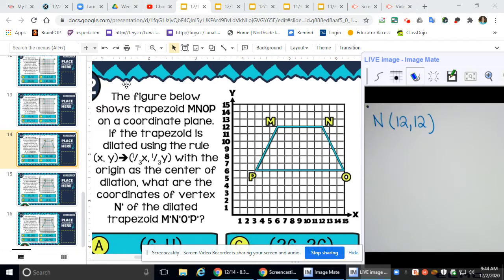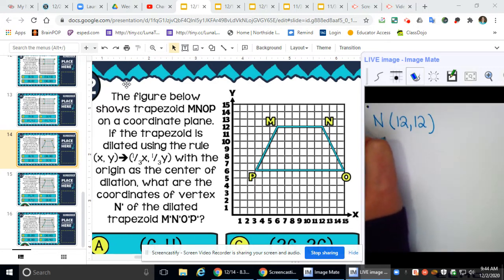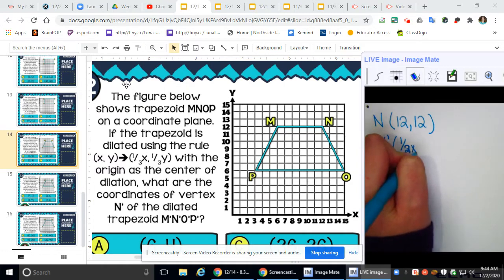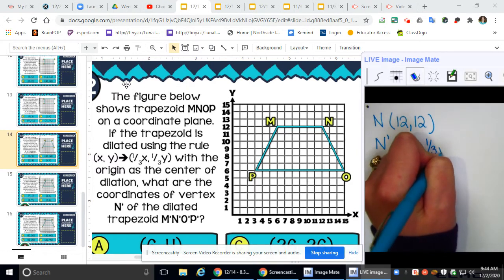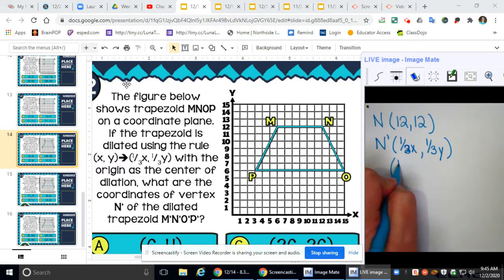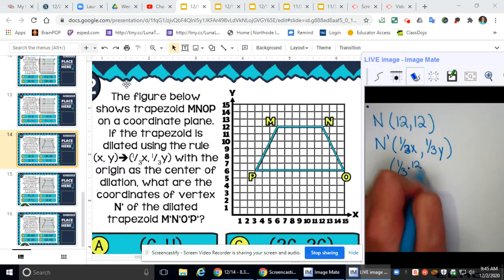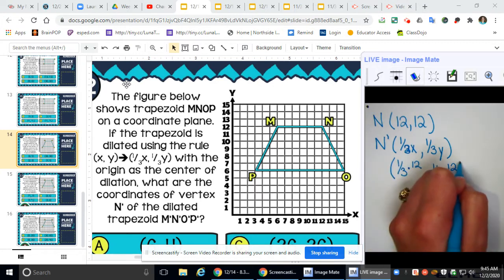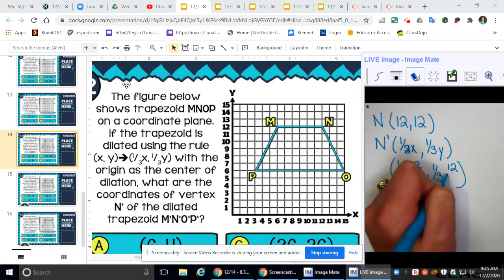Now, in order for me to get N prime, I need to multiply 1/3 x and 1/3 y. And I apologize, that should be a 3. Okay, so from here, I want to set up my multiplication. Since N is (12, 12), it's going to be 1/3 times 12 and 1/3 times 12 again in order for me to find it.